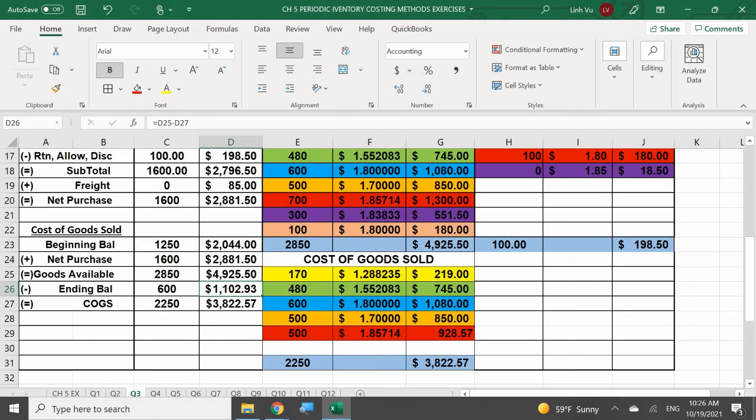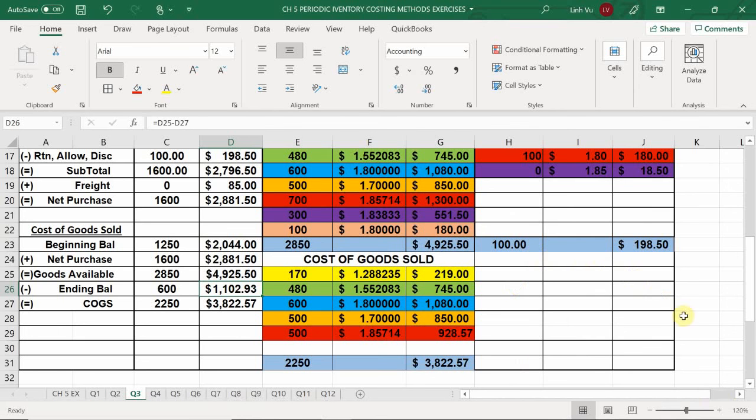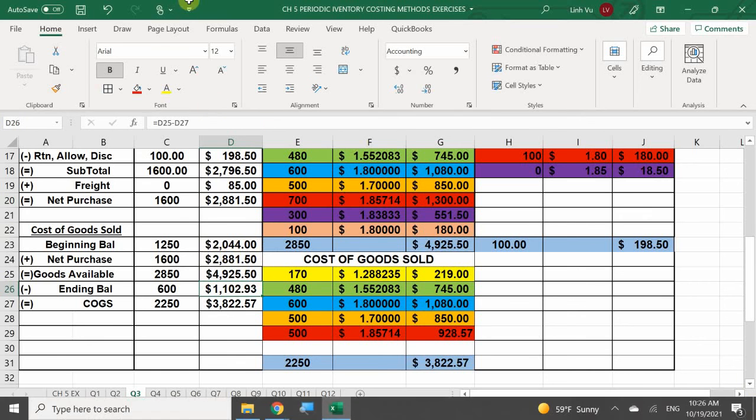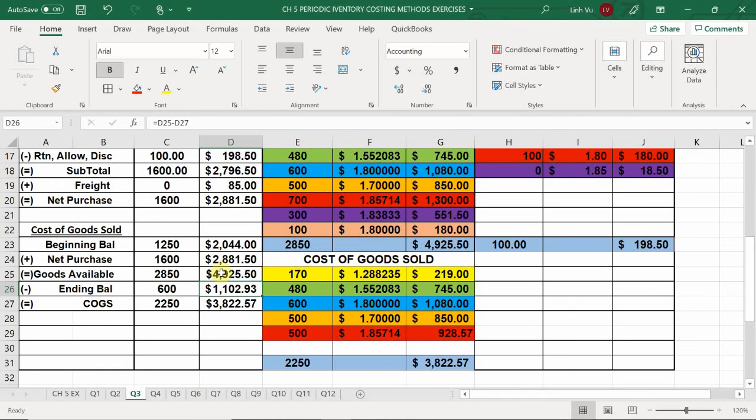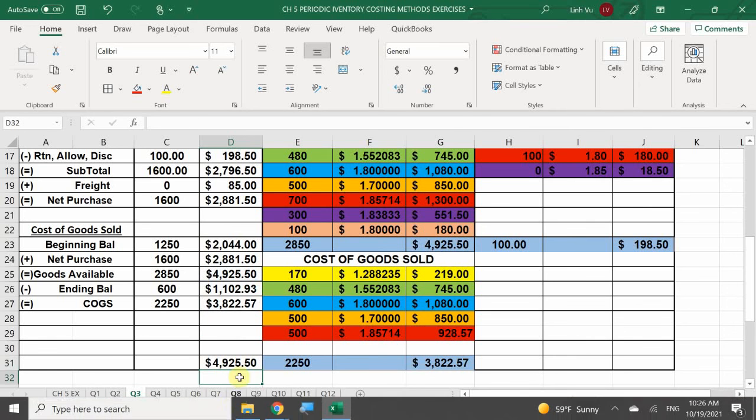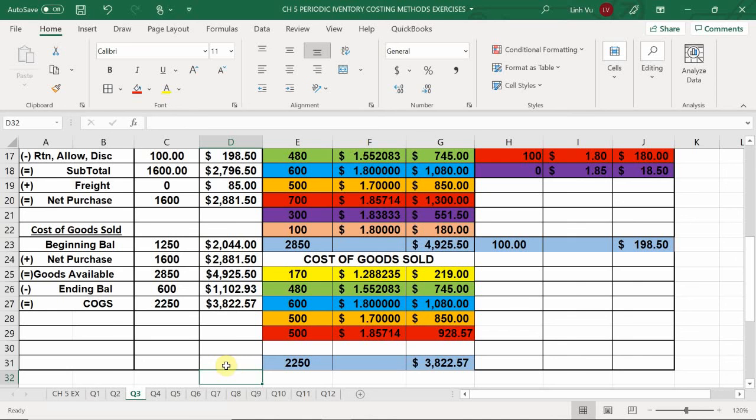Okay. Well, in this case, I should have a goods available of 4,926.50. Okay. It's possible that you could have had a typo here. So in this case, when I calculated it, it should give me 1102.93. Okay, now I got 1,102.93. I don't know what number I was putting wrong. All right.